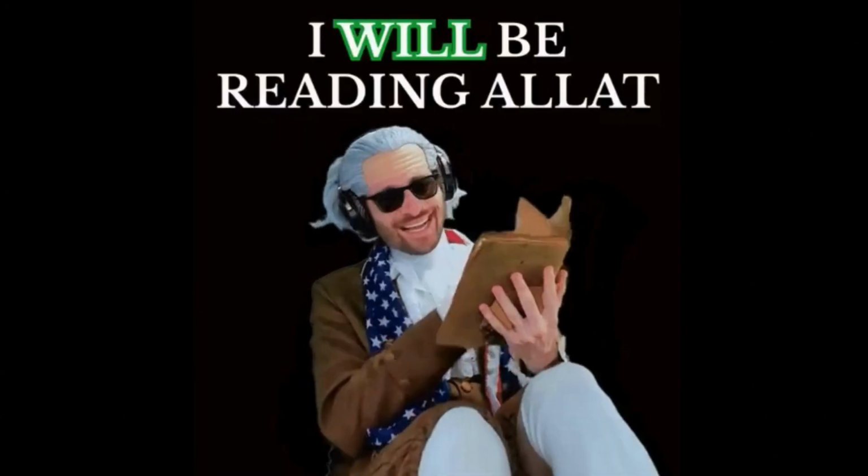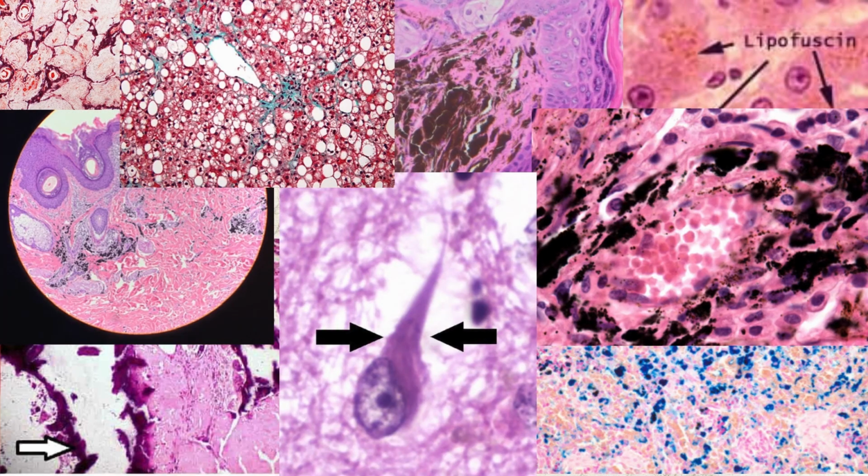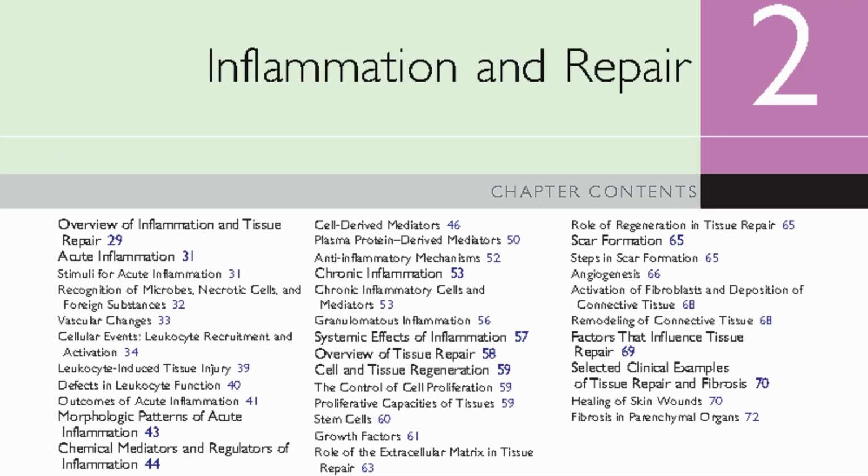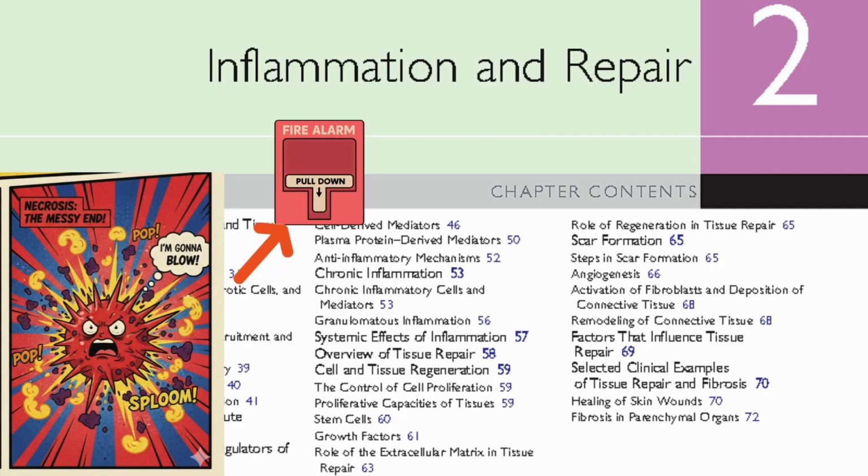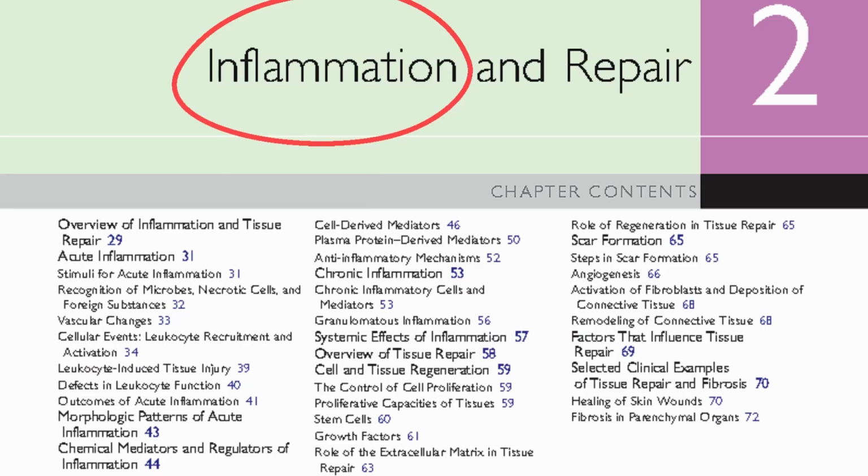Reread this chapter in Robbins, look at the histology images. In the next lecture, we will see what happens when necrosis pulls the fire alarm, and we talk about inflammation.